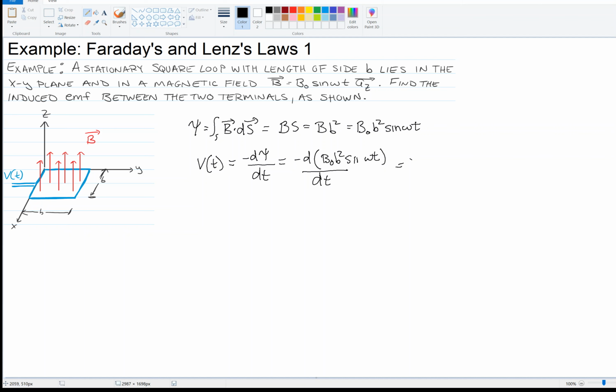Okay, so we calculate that derivative. When we take the derivative of sine, we get cosine, right? And then from the chain rule, we have an omega that comes down in front. So this would be negative B0 b squared omega cosine of omega t, and that is the induced EMF.